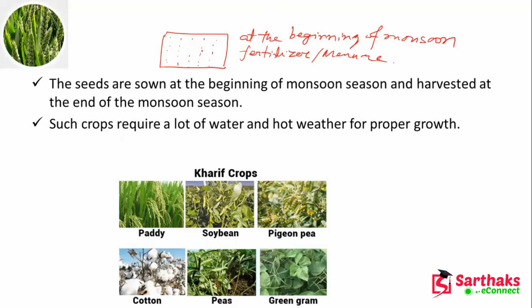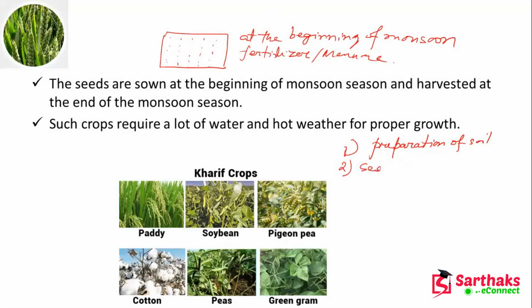So first we are making the soil. That means we are preparing the soil. The first thing is the preparation of soil. Whenever you take saplings and have to put them in the pot, first you prepare the soil. Like that, they are also preparing the soil.